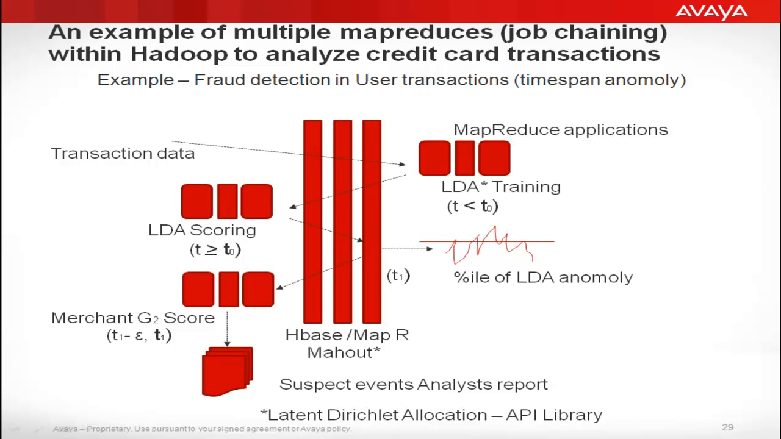LDA scoring, based on latent Dirichlet allocation, allows for a comparative function against the normative set. It can also provide a predictive role. This step provides a scoring function on the generated key-value pairs. At this point, LDA provides a percentile of anomaly for a given transaction. From there, further logic can then impact a given merchant score. All of this is based on yet another higher-level construct known as Mahout.